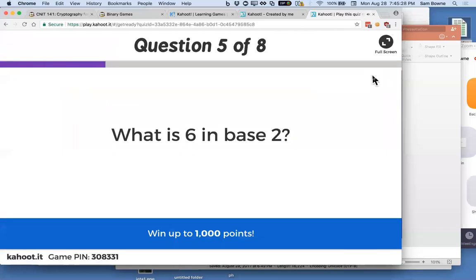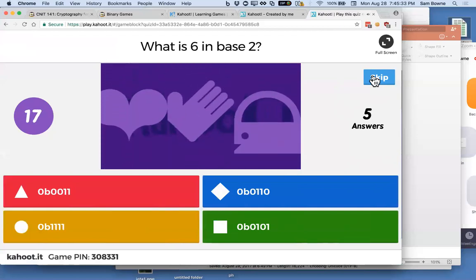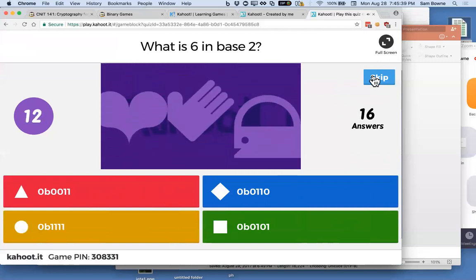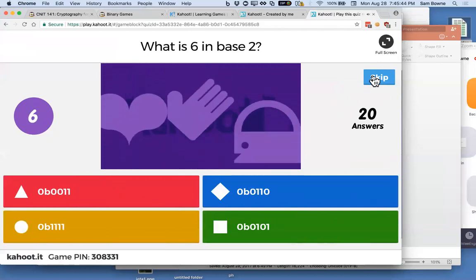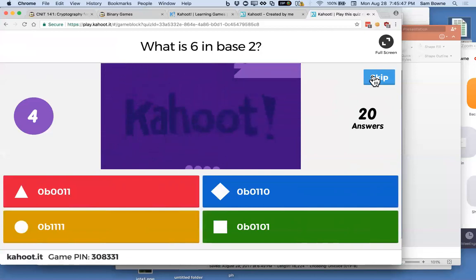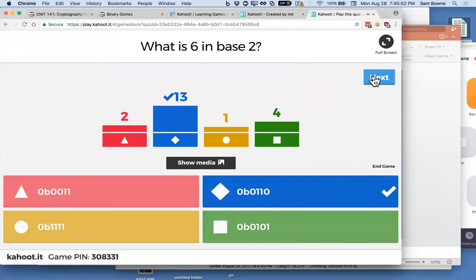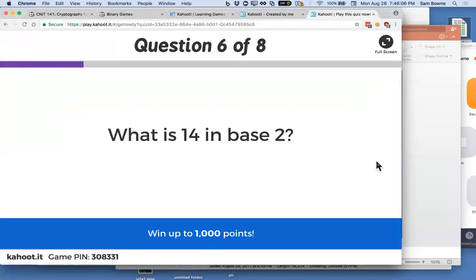All right. How about 6? 110 is correct. A lot of other numbers there. It's even, so it has to end in 0. That's all you need to look at. All the rest of these are odd numbers ending in 1. Anyway. All right. Is there another one? Another couple of these. Okay, 14 in base 2.